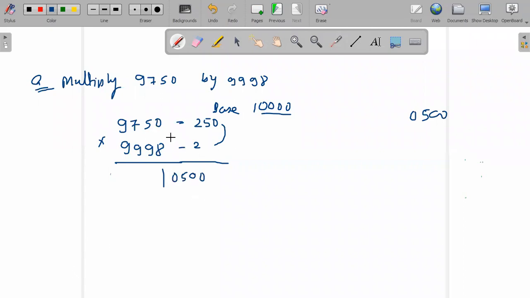Okay. Now next thing is very easy. You have to subtract this 2 from this one. This will be easy because if you subtract 9998 from this 250, then it will be a little bit lengthy. So subtract this. What you will get? 9748. So the answer is 974805. So this is the answer.